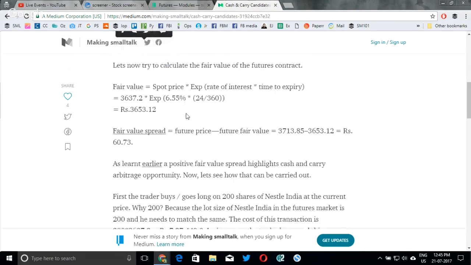So let's now go back to our understanding of the fair value of a futures contract and see what was the fair value of Nestle's future contract on 3rd of July.